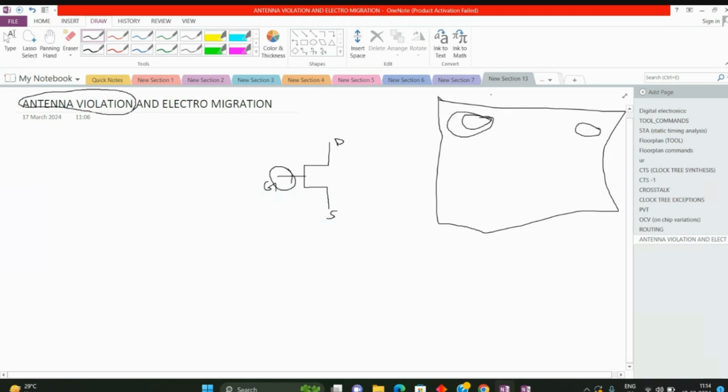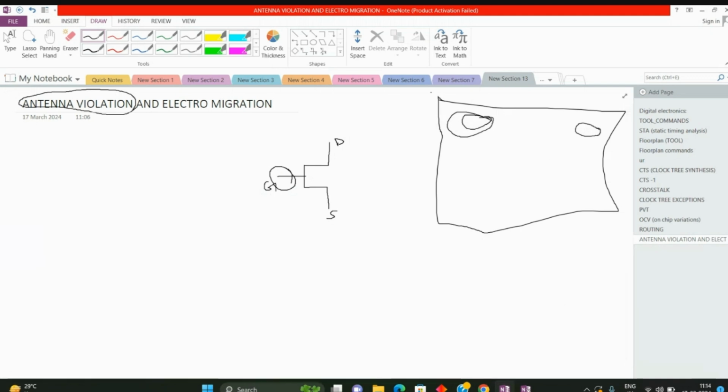Okay, so these violations are like that. It is like 50-50. In some projects you will take care of all these violations, and in some projects PV people will take care of this. So what I'm going to tell you is this: PVT, OCV, antenna, and electromigration.